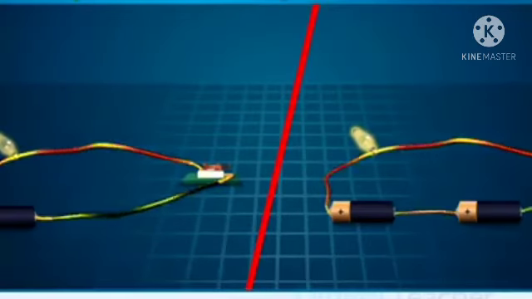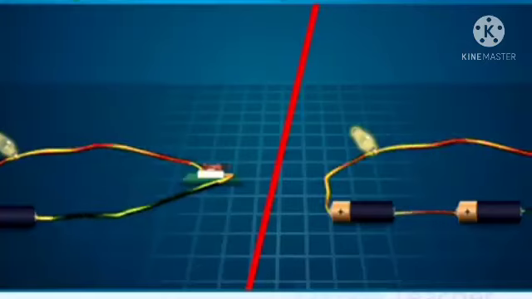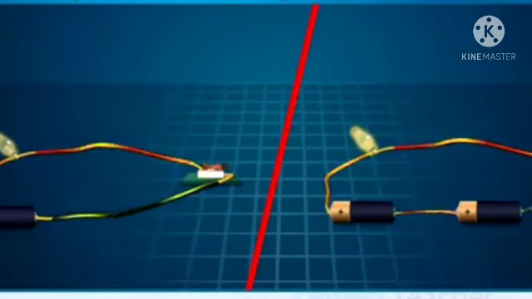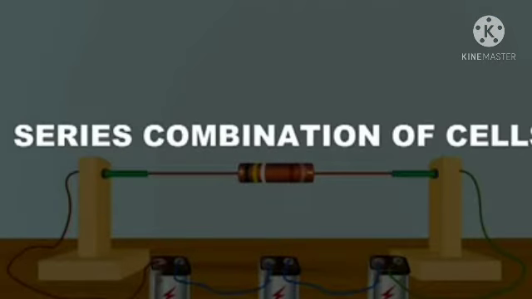Learning: by connecting the cells in series, we get a battery. The intensity of the bulb increases if we use a battery. The battery cells in the torch are also connected in series.